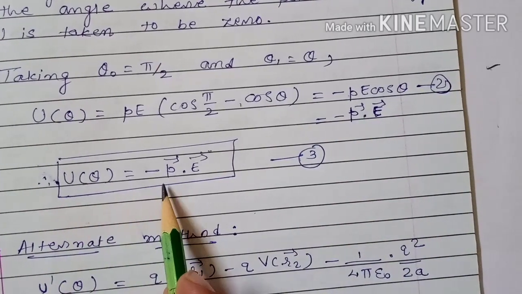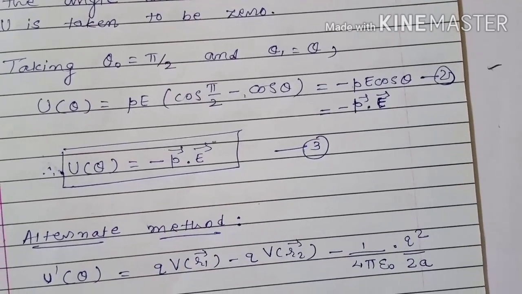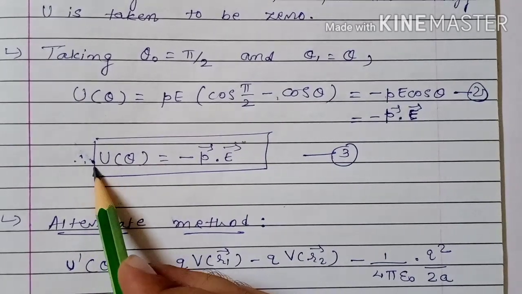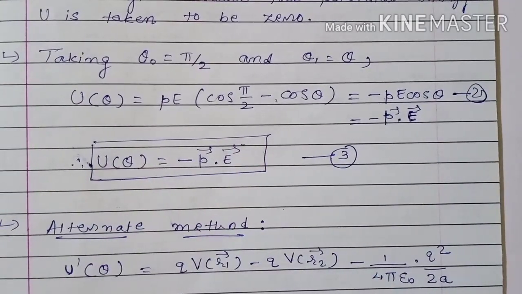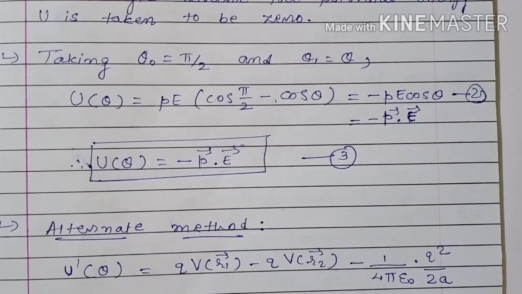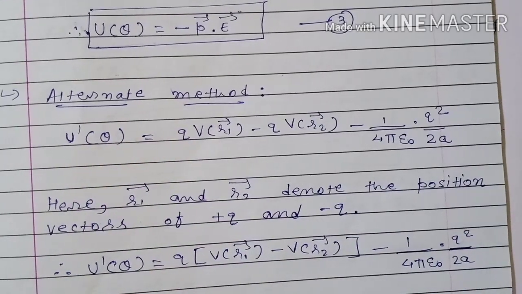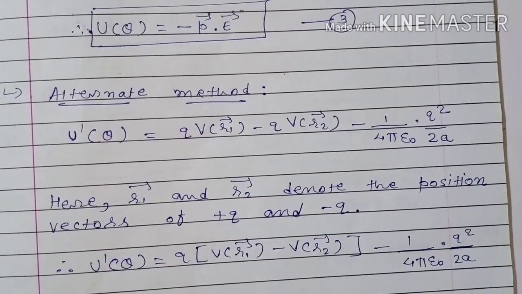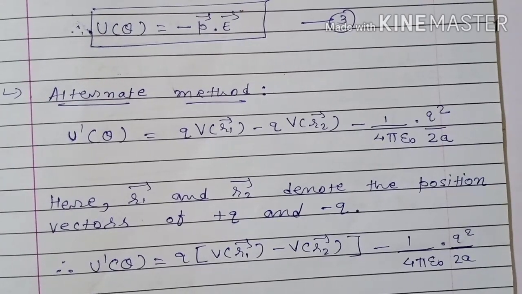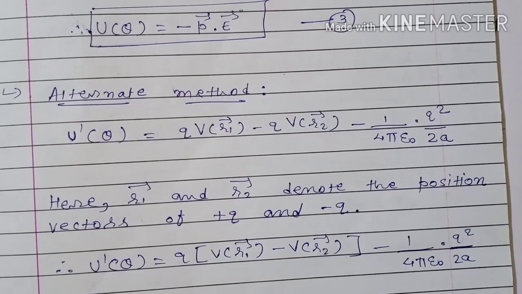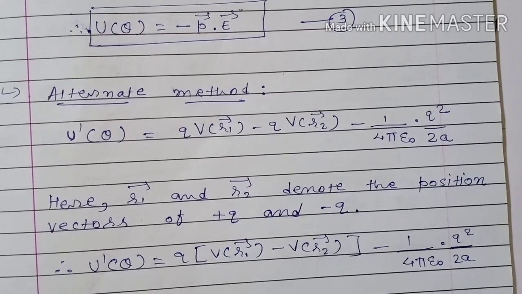So we can write U theta is equal to minus P vector dot E vector, equation number 3. This is the value of potential energy of an electric dipole when it is placed in an external electric field. There is another method, an alternate method, to obtain the change in potential energy of an electric dipole. Already we have studied how to obtain potential energy whenever charges are placed in an external field. How many charges are given? Two, Q1 and Q2. Q1 is plus Q, Q2 is minus Q.